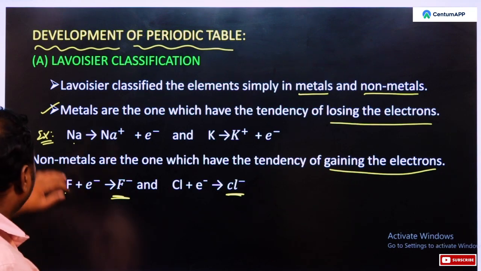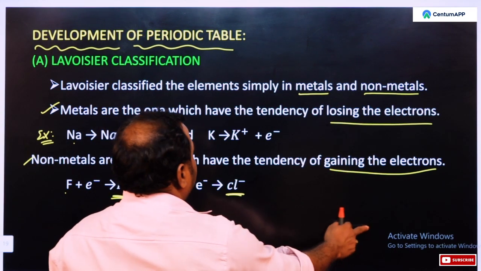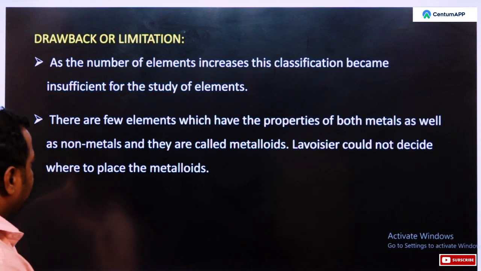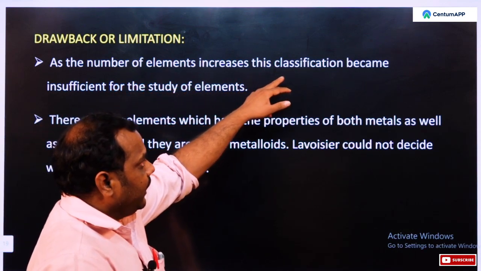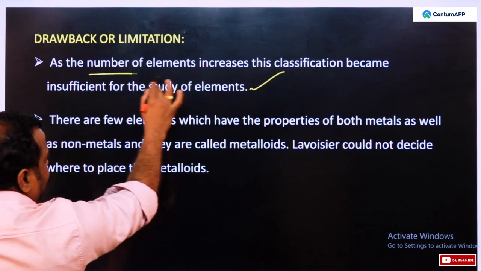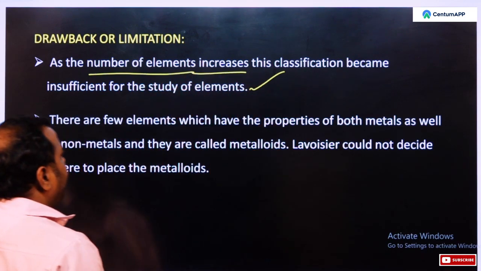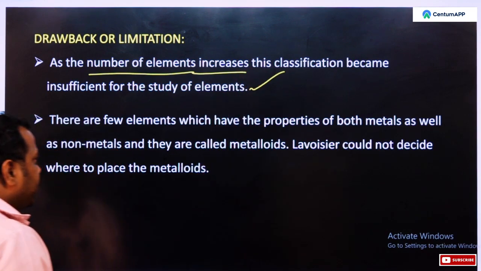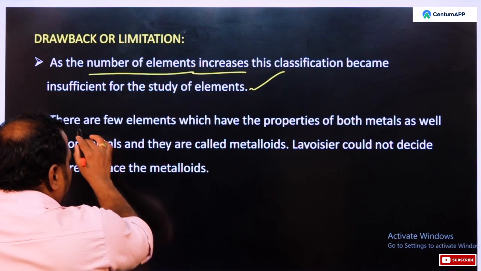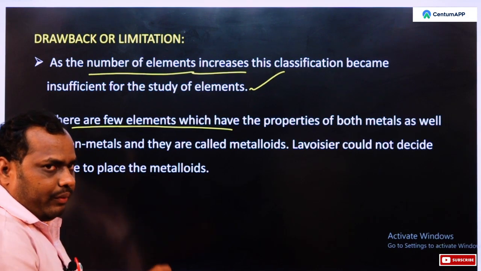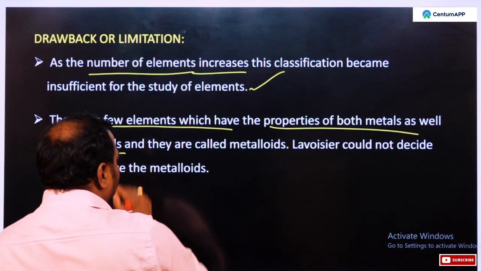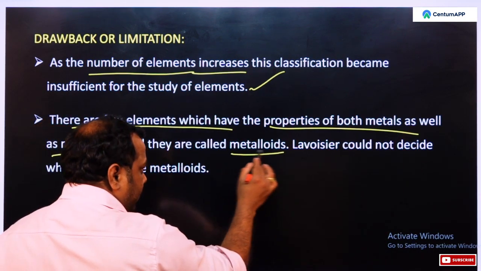Got my point? Very good. Next classification, that is, the drawbacks or limitations. As the number of elements increases, this classification becomes insufficient for the study of elements. The next drawback is that there are a few elements which have properties of both metals as well as non-metals, and they are called metalloids.